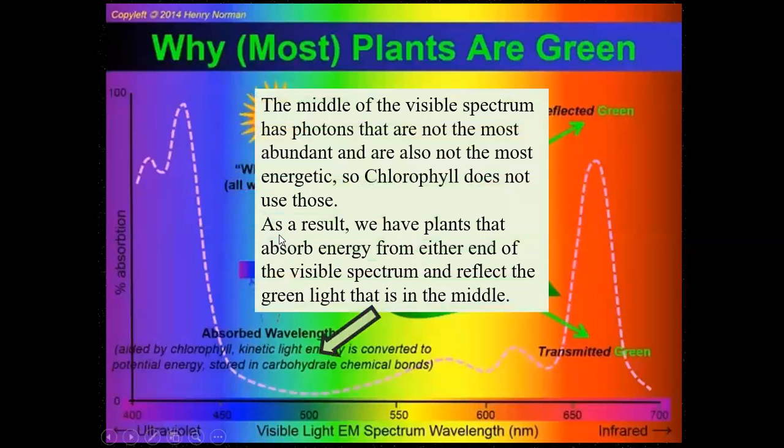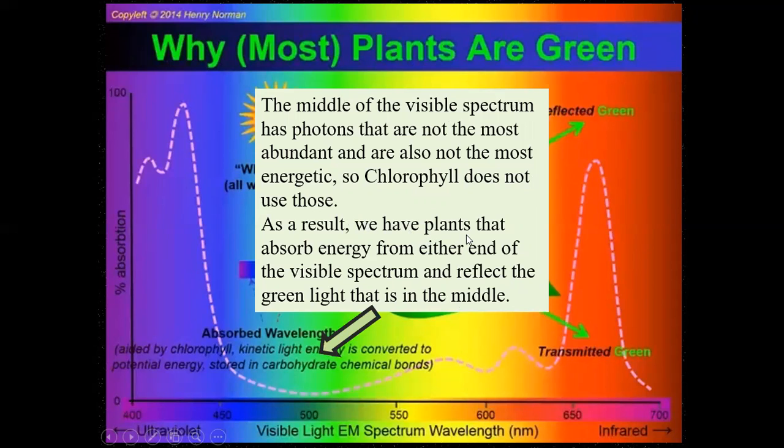Then the middle of the visible spectrum, from light blue to yellowish color. This middle part of the visible spectrum has photons that are not the most abundant and are also not the most energetic. So chlorophyll does not use those. You know, chlorophyll does not like to do much work. So it's using the energy that is available in the spectrum. So red light and blue or violet light get absorbed a lot by the plant's chlorophyll.